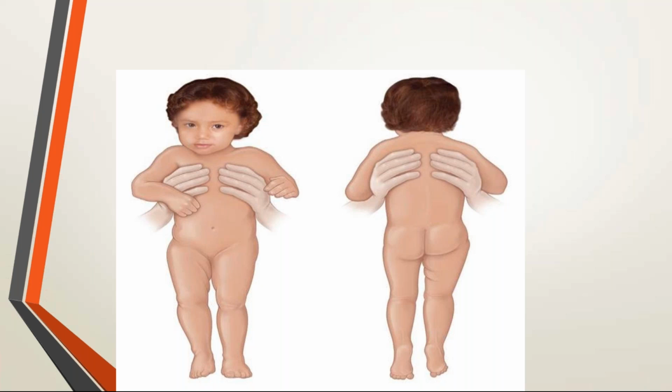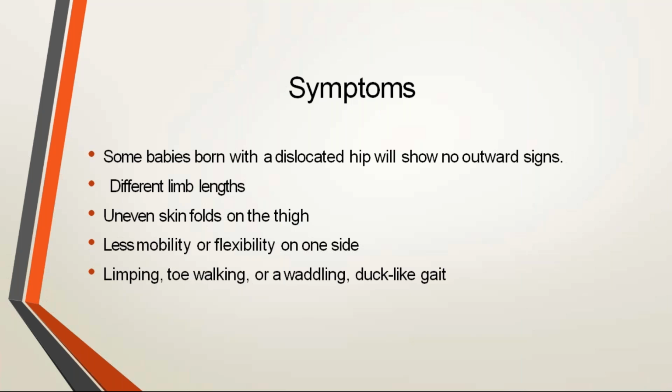This is depicting a feature of DDH when the baby can't walk, when the baby is still a neonate. This is how you differentiate from the normal: different limb lengths, no outward signs, uneven skin folds, less mobility or flexibility on the affected side. When the baby is walking, they would tend to walk with a limp, toe walking, or waddling. This type of gait depends upon the intensity and severity of the DDH, a duck-like walk.